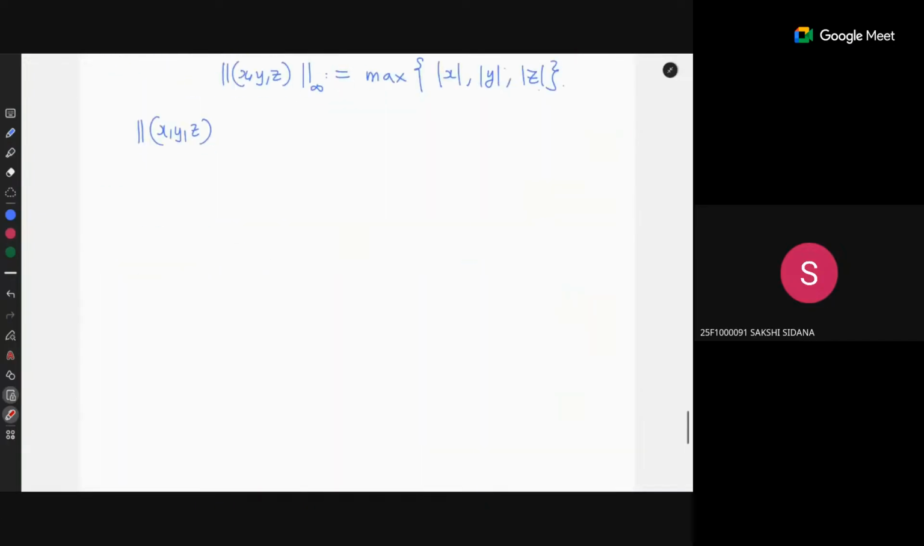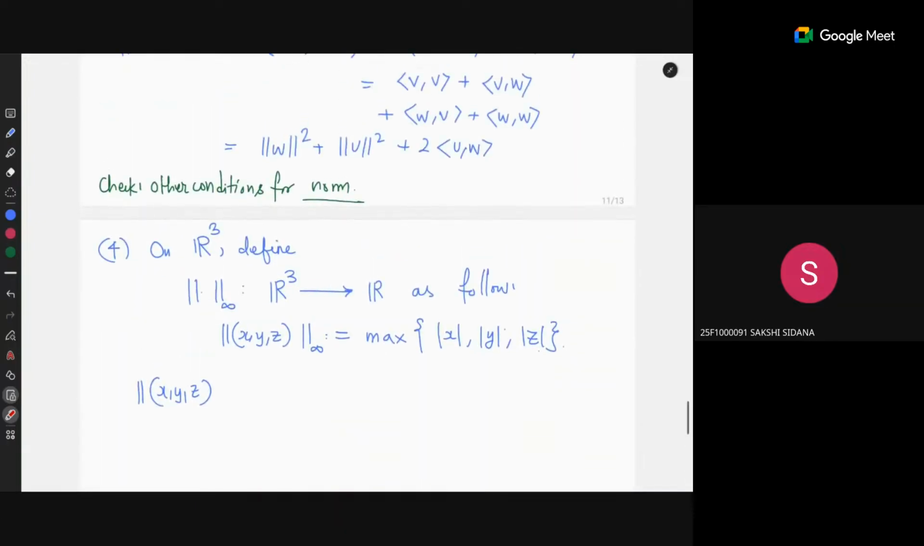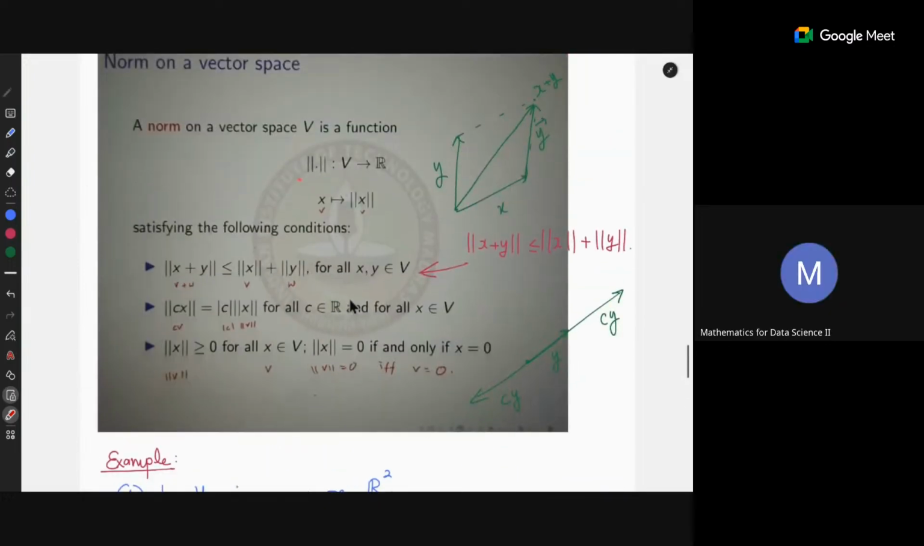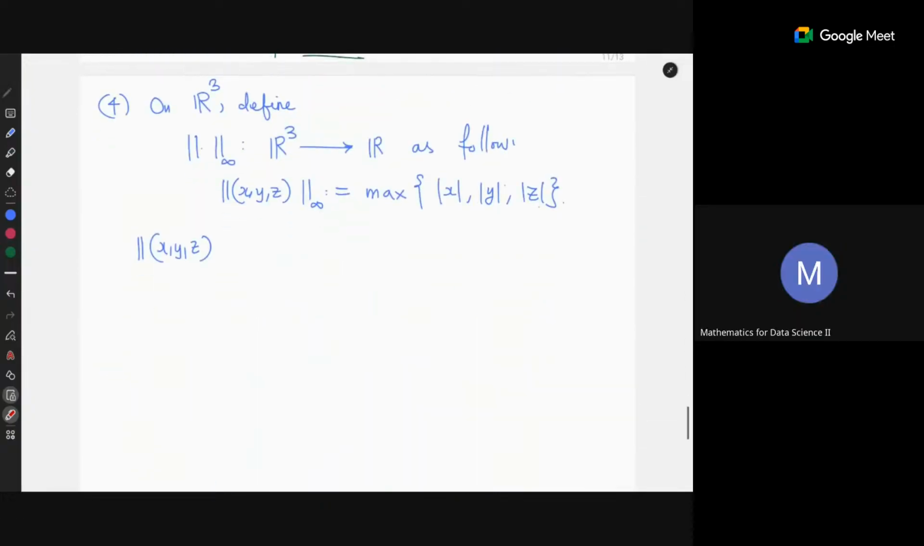And sir, just one thing. What does the double bar represent? It's the norm. I forgot. Look at this definition now. Okay, thank you, sir.